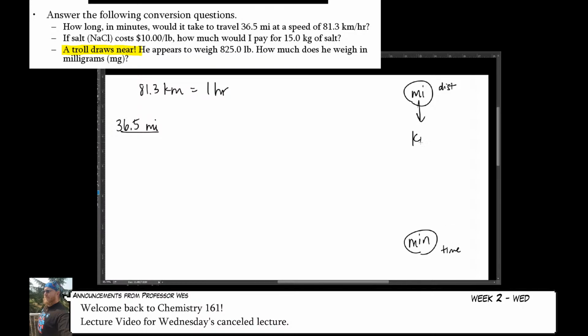So if I do miles to kilometers, I could figure out my distance in kilometers. I could also figure out my time in hours. That would turn that into minutes. And then I know how to get from kilometers per hour because I can use the speed that's listed here. So let's write down my conversions. We'll start with the speed. So I can go 81.3 kilometers in 1 hour. In an hour, there are 60 minutes.